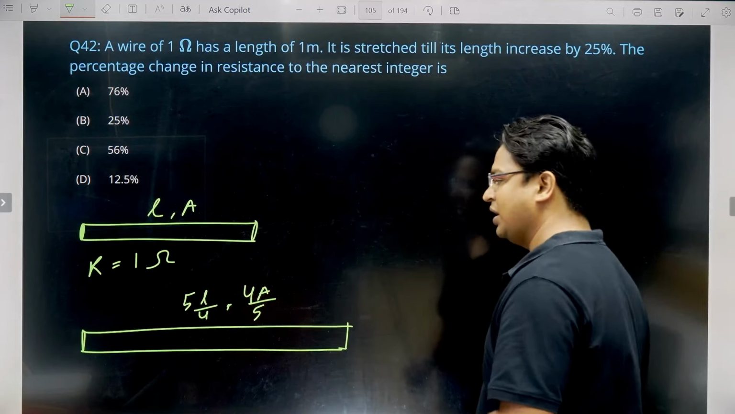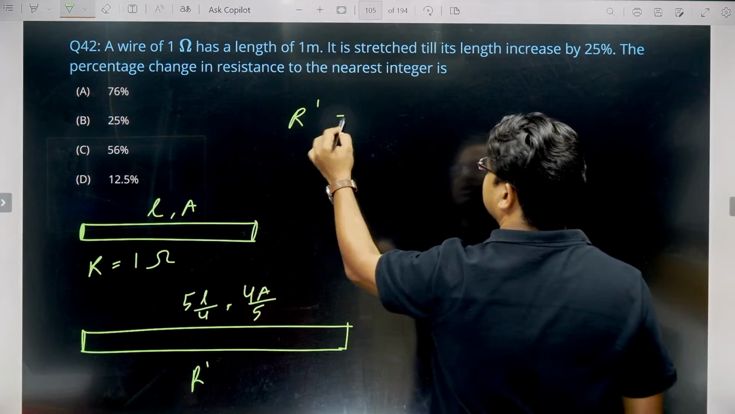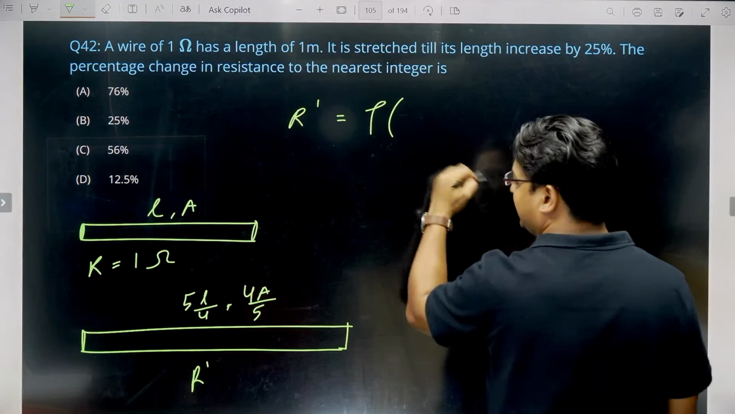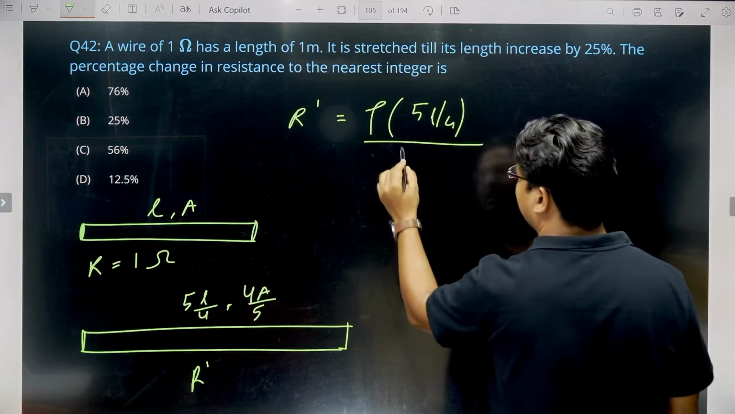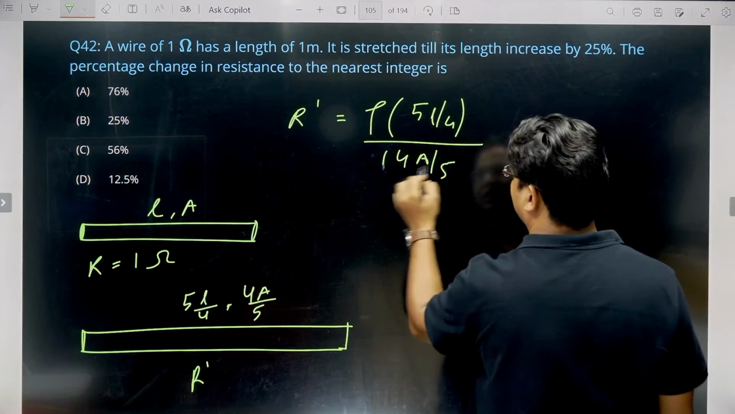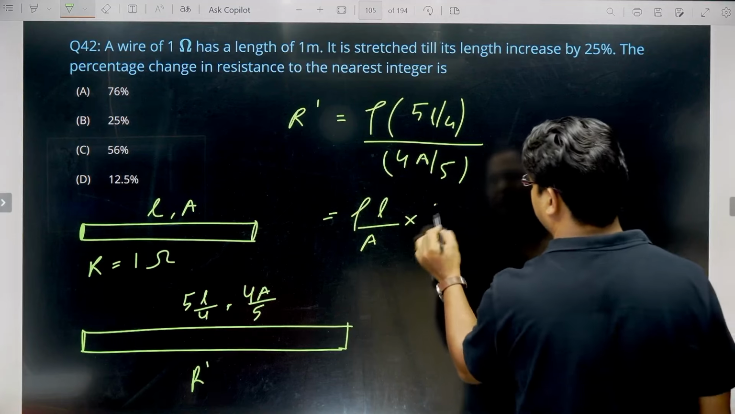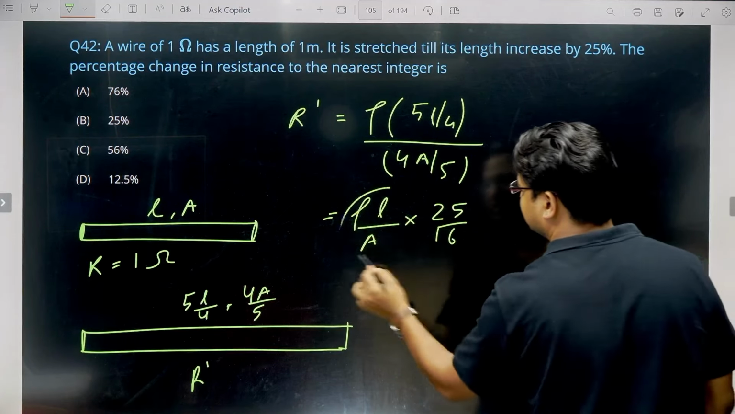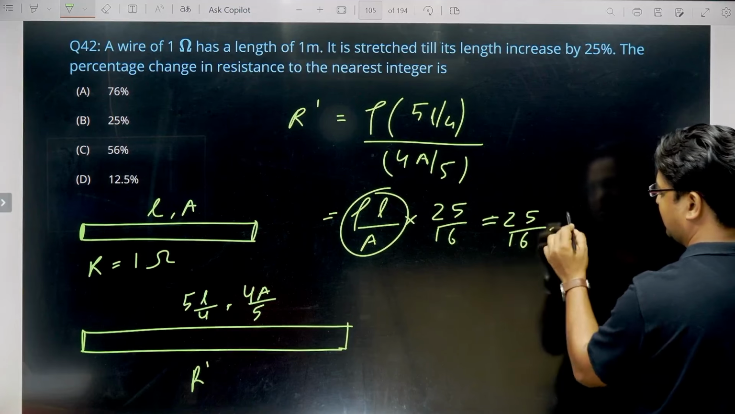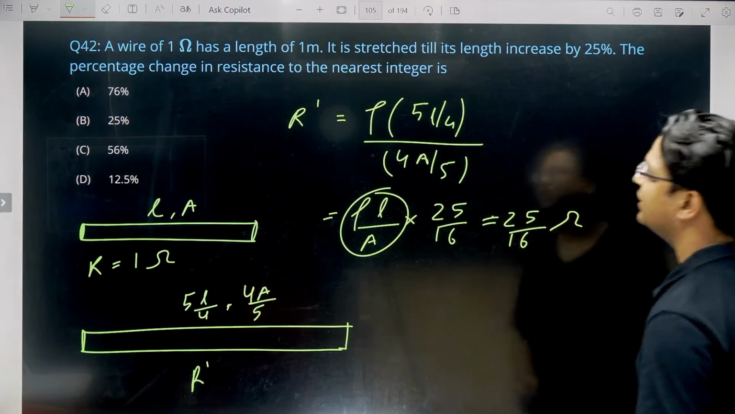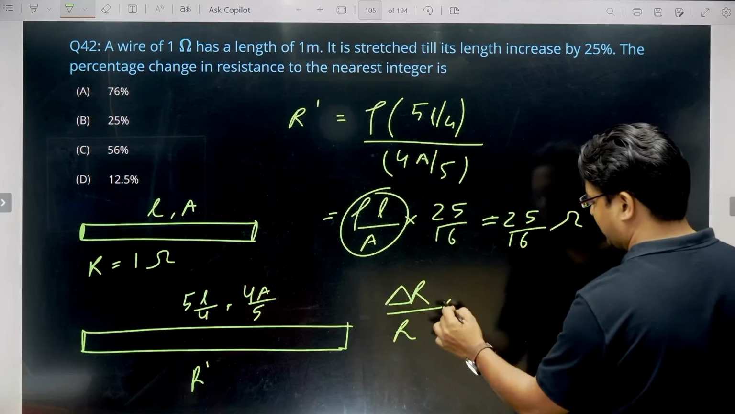All right. So the new resistance, how are we going to write it? The new resistance will be written as the resistivity into the new length, which is 5L by 4, divided by the new area, which is 4A by 5. So this will become rho L by A into, notice, 25 by 16. This value was given to be 1. So the new resistance is 25 by 16 ohm. We have to find out the percentage change in the resistance. So delta R by R into 100.